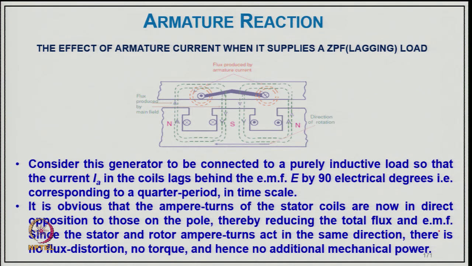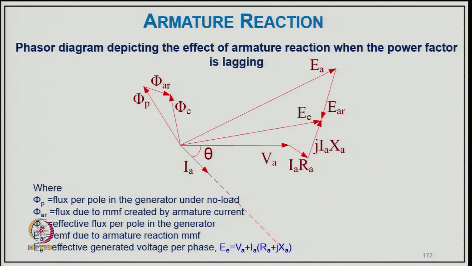Since hysteresis and rotor ampere turns act in the same direction, there is no flux distortion and no torque, and hence the load rotates through additional mechanical power. The field produced from the armature is exactly opposing the main fixed pole. This is the phasor diagram with V, IRa, IXa, and this is the armature reaction. You see here that the induced voltage has to be higher to compensate for the armature reaction.